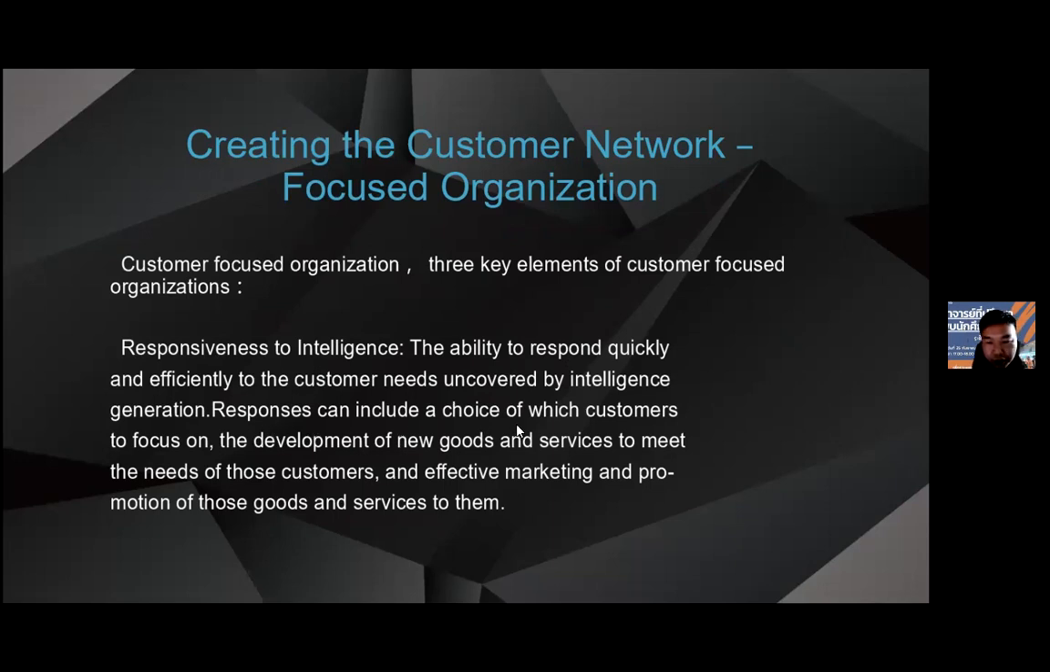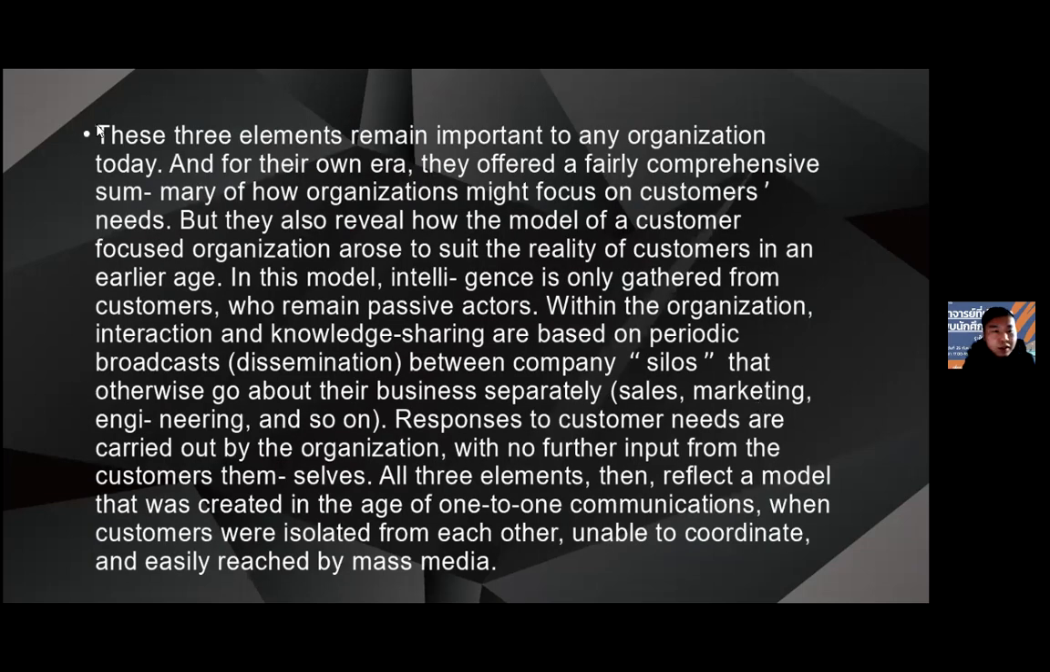Response can include a choice of which consumers to focus on, the development of new goods and services to meet the needs of these consumers, and effective marketing and promotion of these goods and services to them. The 3 elements remain important to any organization today, and in their own era, they offered a fair, comprehensive summary of how organizations might focus on consumers' needs.